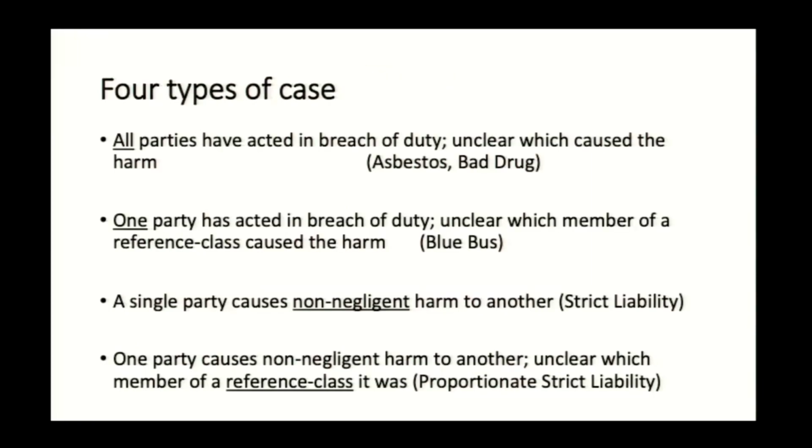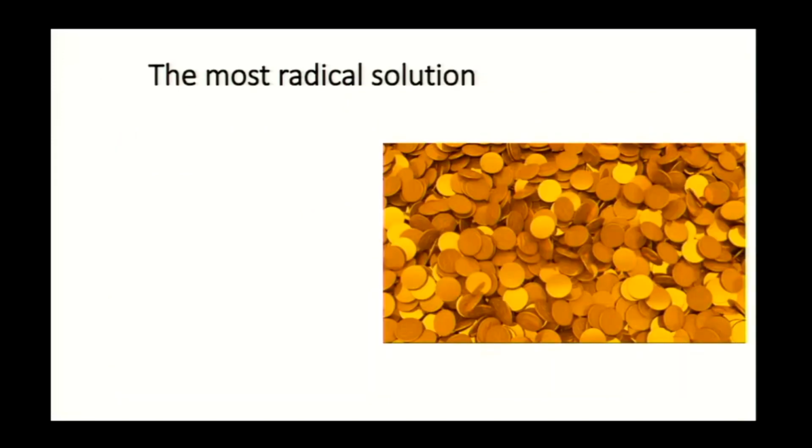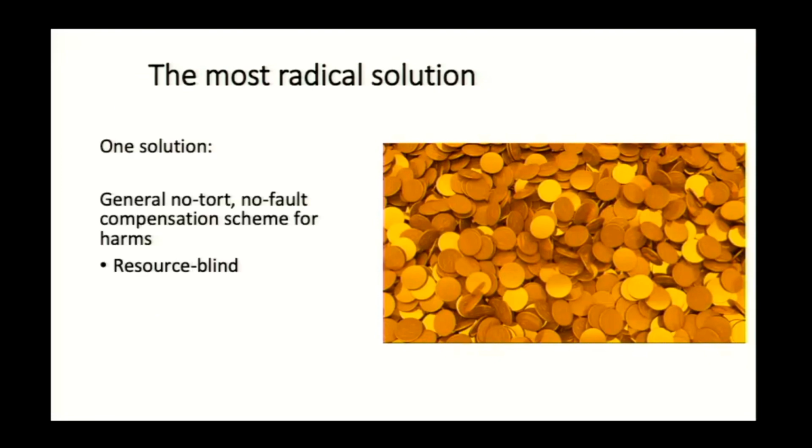So obviously, thinking about these four cases, you might think, well, let's just solve them all in one go. And some people do propose this: let's just have a general no-fault public compensation system. When people suffer non-criminal harms while going about their daily business, let's just have a general public pot of money to compensate them. There's no need to get into tort law, no need to discuss liability and negligence.